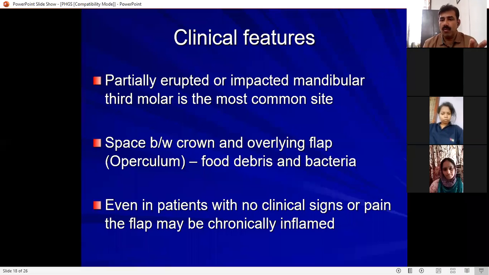So in this operculum, what happens is food debris and bacteria get entrapped. Whatever food you take, sometimes that will get entrapped within that. And this food debris and bacteria will cause inflammation of that gingiva from the inner aspect of the gingiva. Understood? So even in patients with no clinical signs of pain, in that pericoronal flap, or in that operculum, the food debris gets packed, and that flap is actually chronically inflamed.